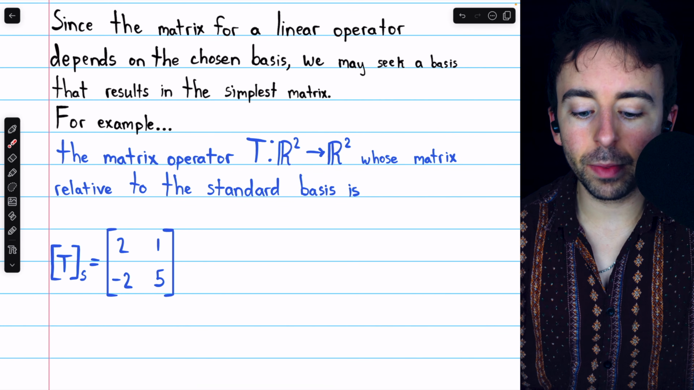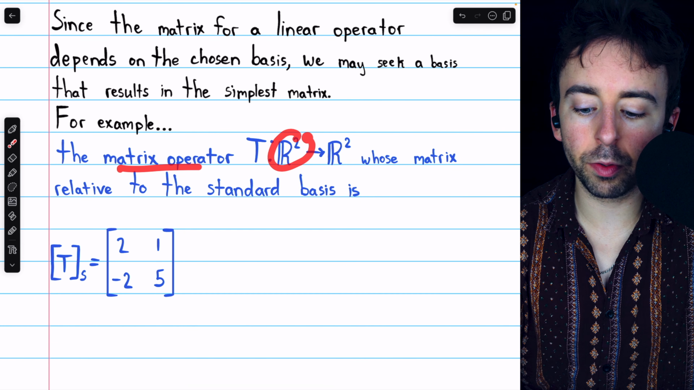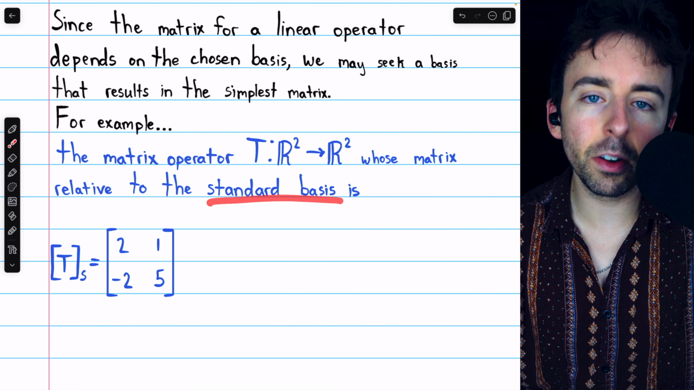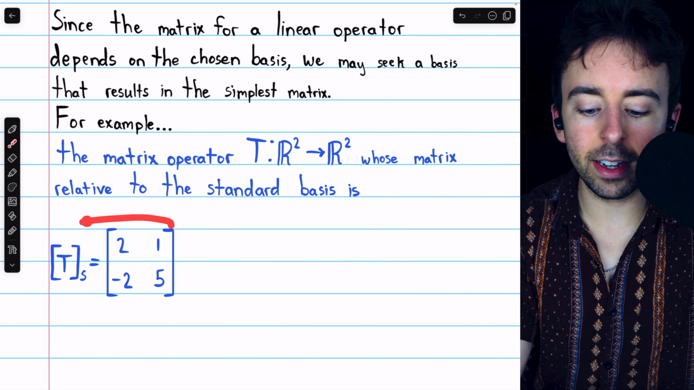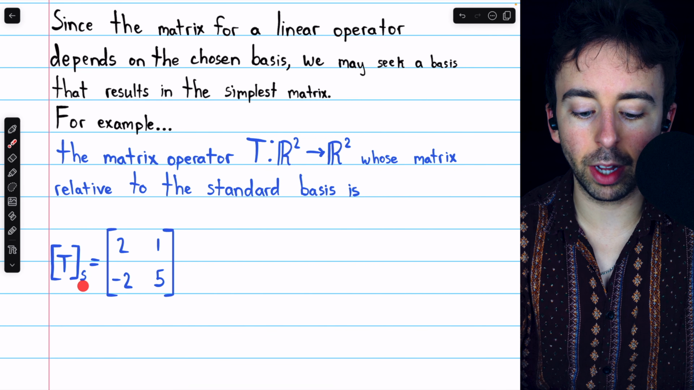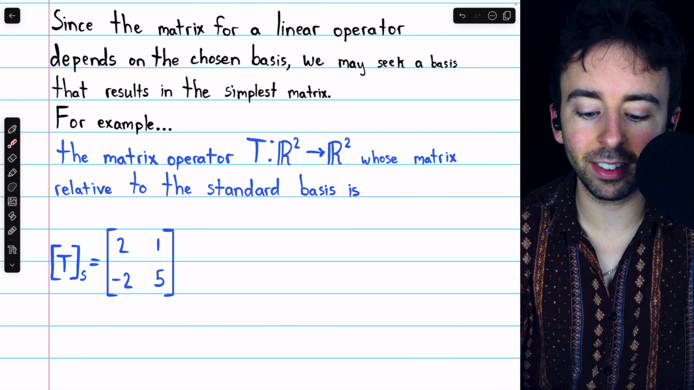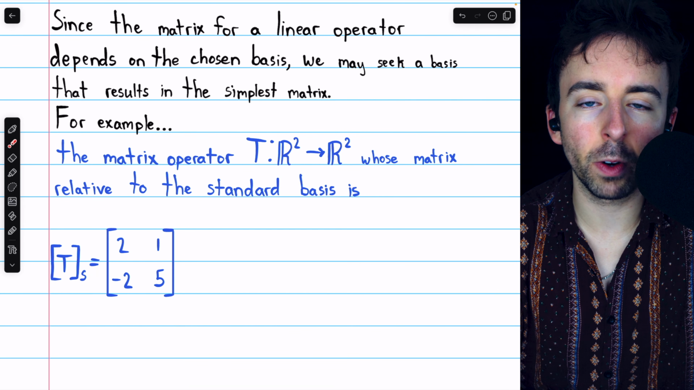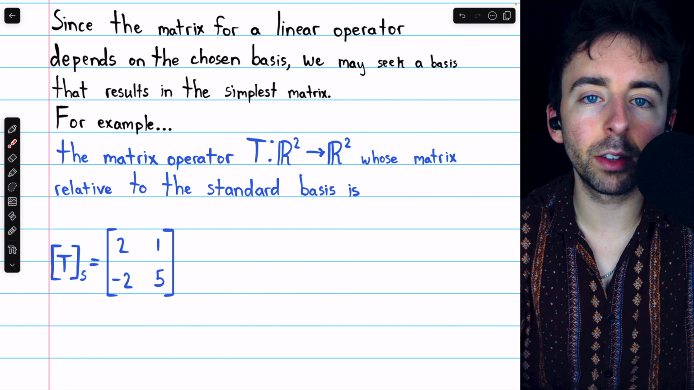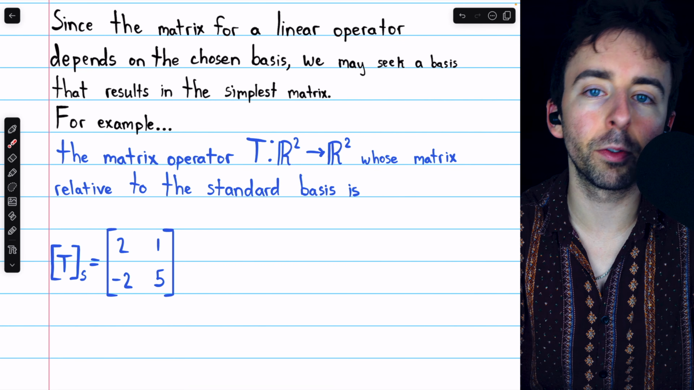So for example, consider a matrix operator from R squared to R squared, whose matrix relative to the standard basis for R squared is seen here. So the transformation matrix for T relative to the standard basis S is this 2 by 2 matrix. Now let's see a simpler matrix for this same transformation, but with respect to different bases.